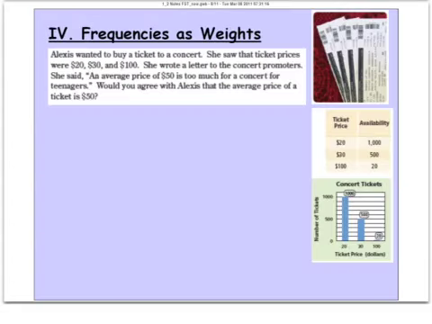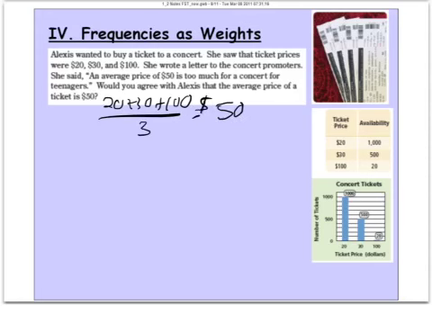Okay. This is just another example of weighted average and how it works. So let's take a look at it and see if it makes more sense. Alexis wanted to buy a ticket to a concert. She saw the ticket prices were $20, $30, and $100. She wrote a letter to the concert promoter saying, an average price of $50 is way too much for a concert for teenagers. Would you agree with Alexis that the average price of the ticket is $50? Now, it looks like what Alexis did is she said, okay, I've got the 20 plus 30 plus 100 divided by 3 different types of prices, and she got $50 per ticket. Okay, is she right?